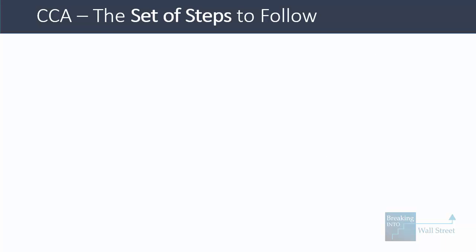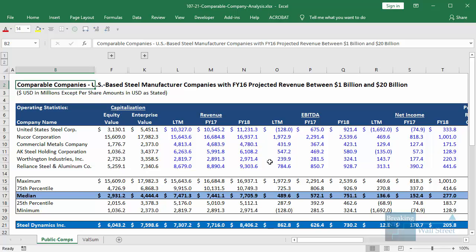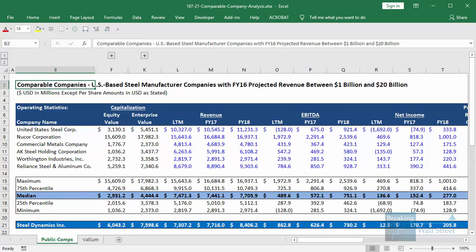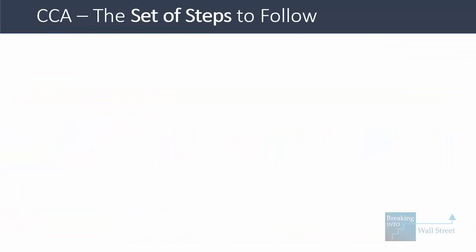Let's go into part two now and talk about the set of steps to follow when you complete this analysis. As we go through this, I'm also going to pull up a simple analysis here for Steel Dynamics, which is one of the companies featured in our case studies, and show you what this looks like in Excel.